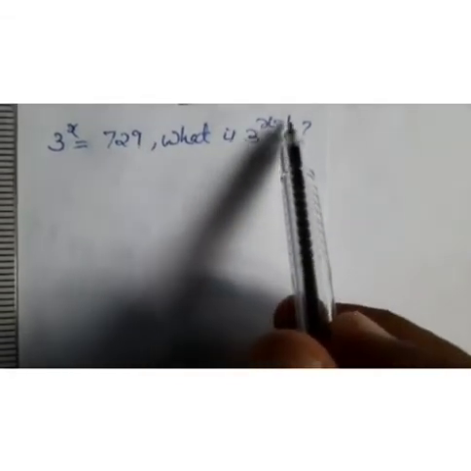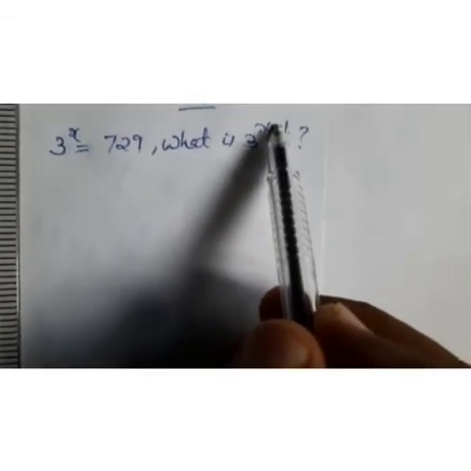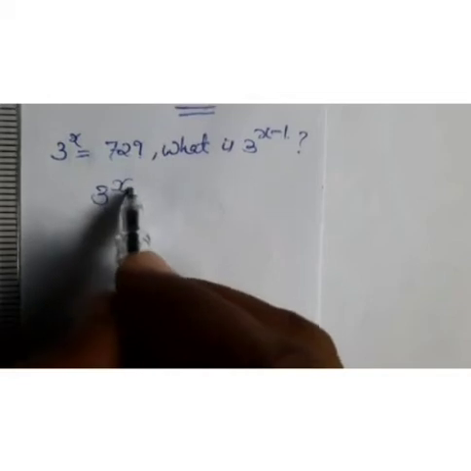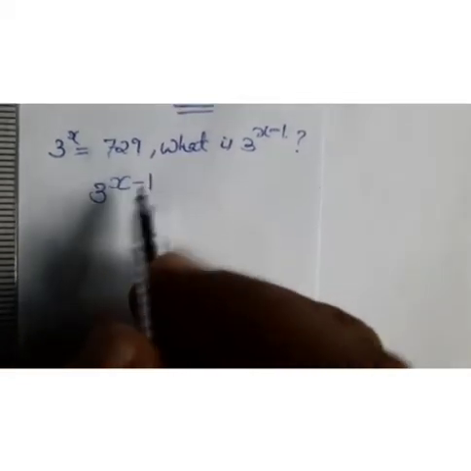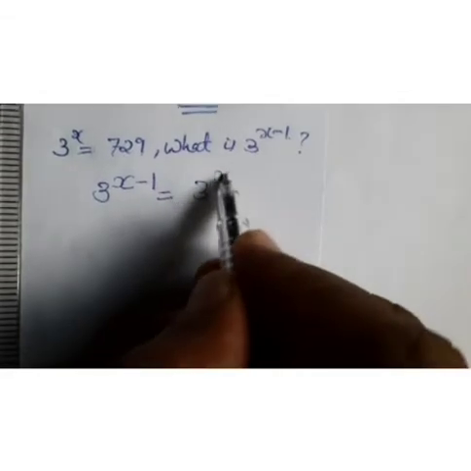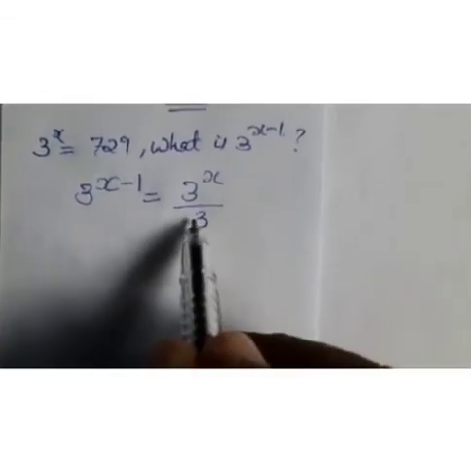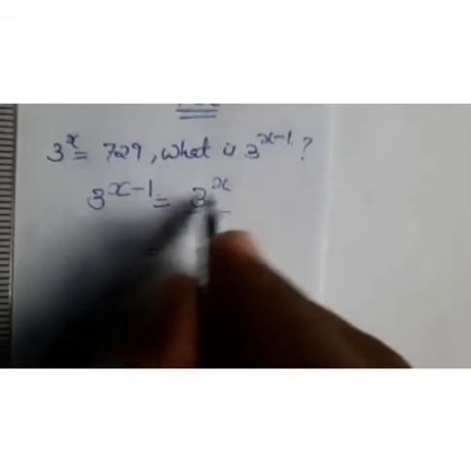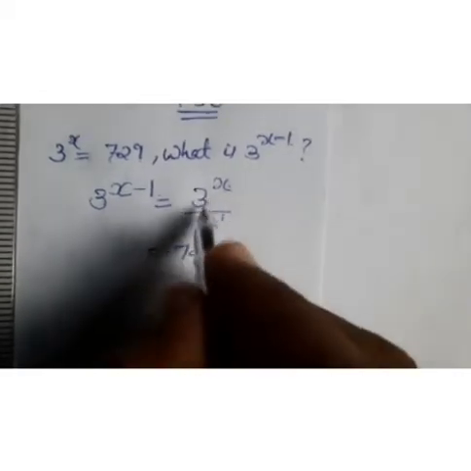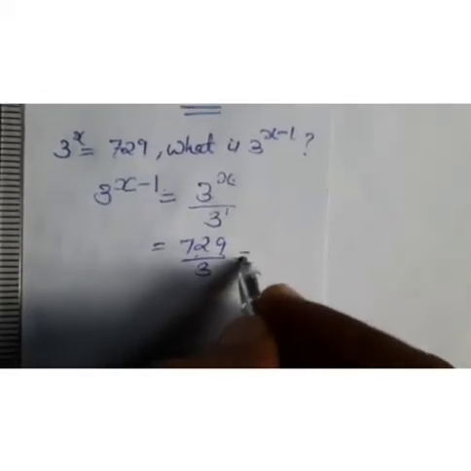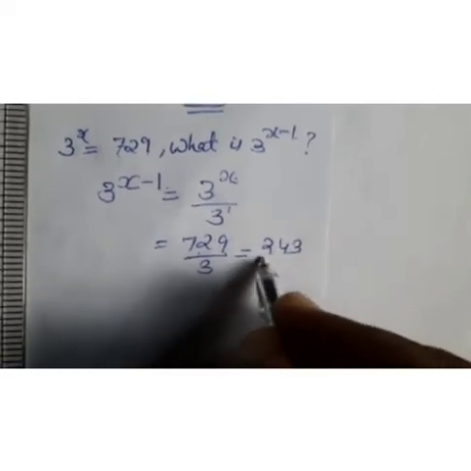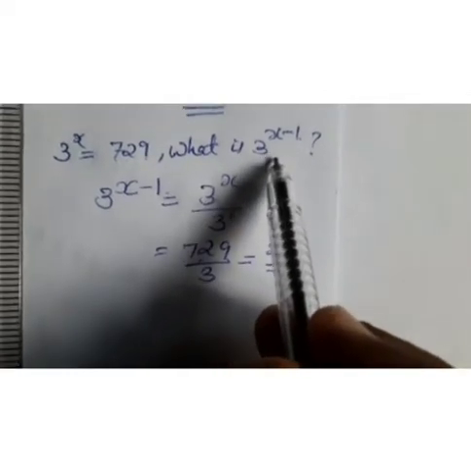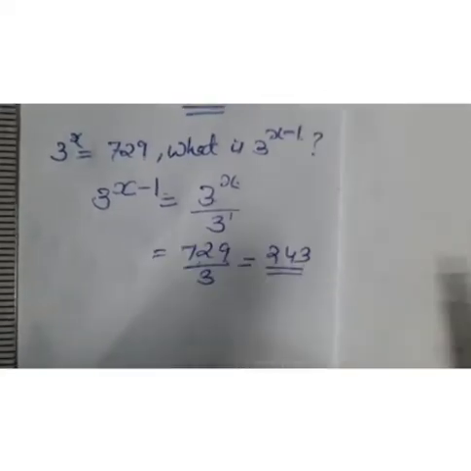What is 3 raised to x minus 1? X minus 1, that is the division rule now. So 3 raised to x value is 729. 3 raised to x minus 1 we have to calculate. So 3 raised to x minus 1 we can write as 3 raised to x divided by 3. This is the division rule. 3 raised to x divided by 3 raised to 1 is 3 raised to x minus 1. So the value of 3 raised to x is 729. Substitute the value, divided by 3. 729 by 3 is 243. So the value of 3 raised to x minus 1 is 243.